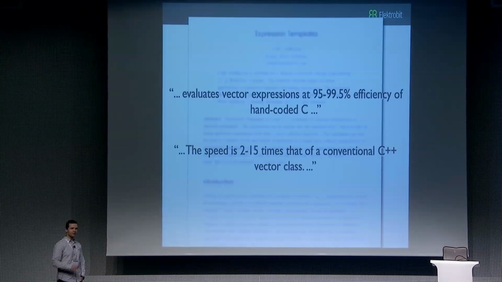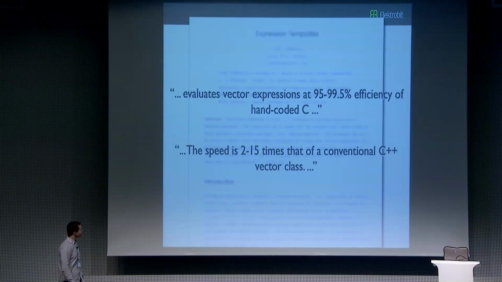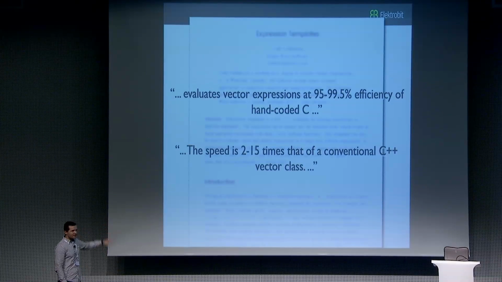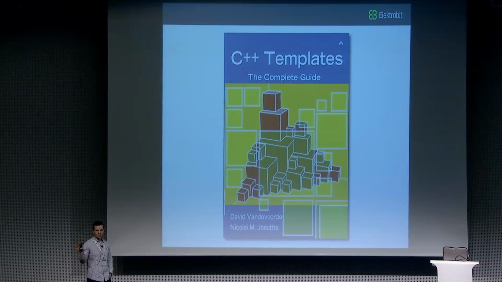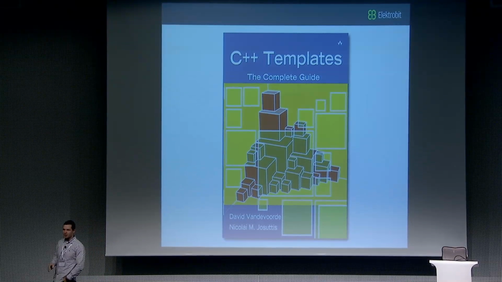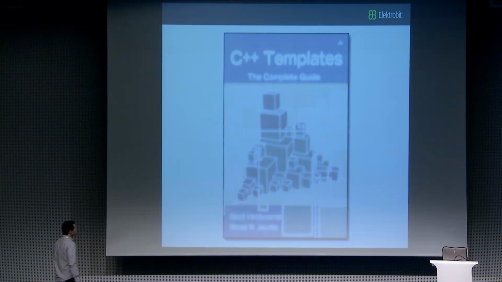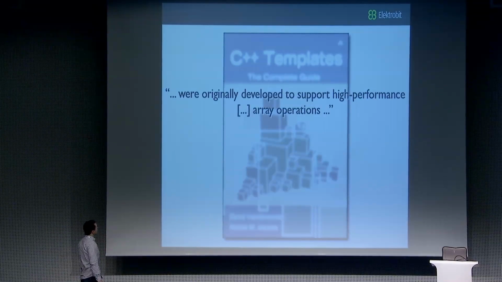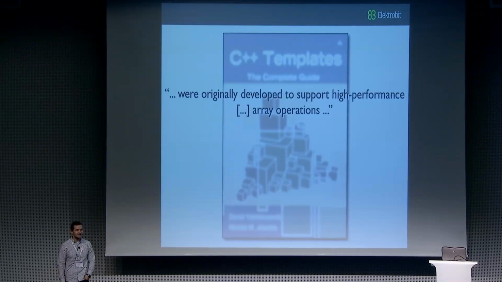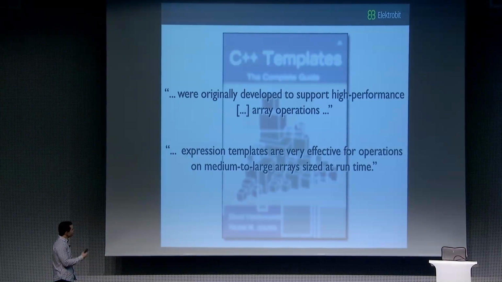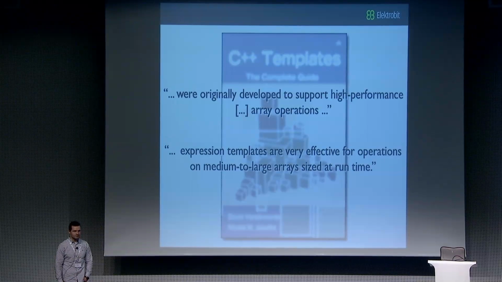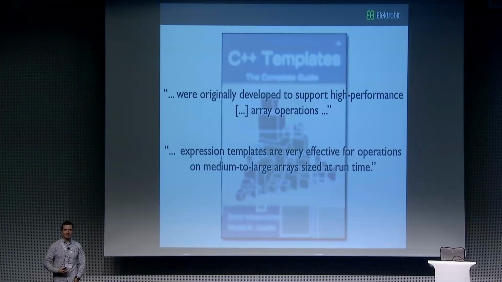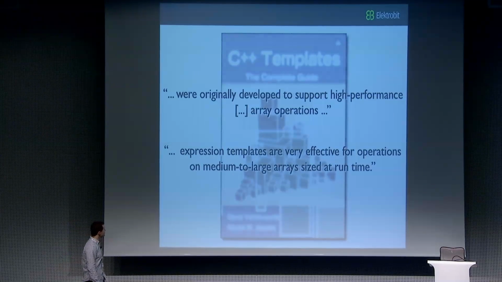That's amazing. 2 to 15 times the performance. This is definitely a win. And this is why this idea caught on so quickly. This is why, for instance, this book, that I assume all of you know already, covers this topic in a separate chapter. And they say, expression templates were originally developed to support high-performance array operations. So again, the notion of high performance. Also, expression templates are very effective for operations on medium to large array sized at runtime. So you get a feeling there is a common attitude. And this is exactly what I want to reevaluate.